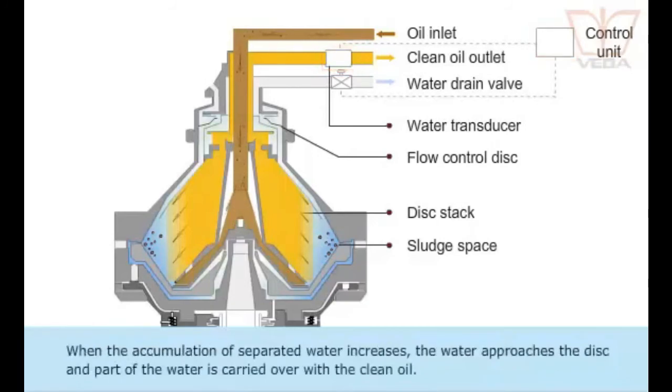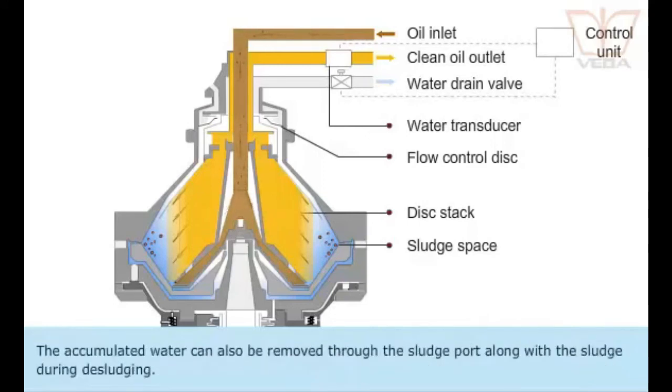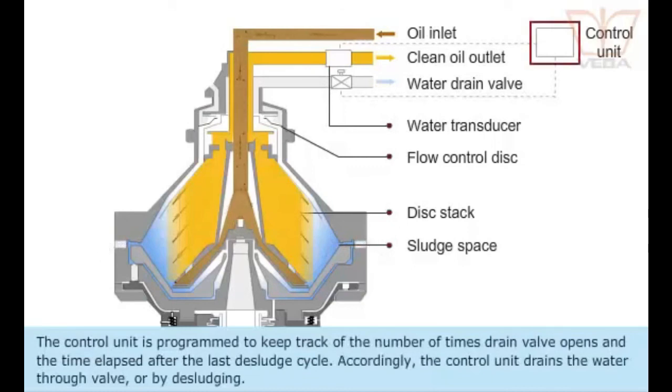When the accumulation of separated water increases, the water approaches the disc, and part of the water is carried over with the clean oil. The water transducer senses the water in the oil, and sends a signal to the control unit. The control unit opens the water drain valve. The accumulated water flows through the hole in the flow control disc, and drains through the valve. It operates similar to a purifier. The accumulated water can also be removed through the sludge port along with the sludge, during desludging.